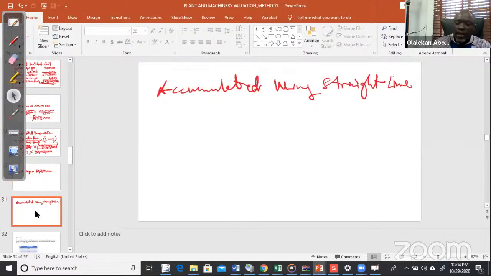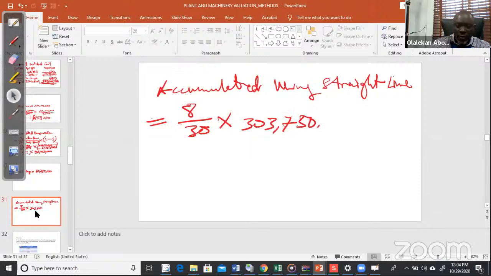Now we are to see accumulated depreciation using the straight line method. This one is simple. Just go straight to your accumulated depreciation. You can do it by different approaches, and you can easily say 8 years divided by 30 years multiplied by your depreciable sum as calculated before, which is what? Is it 303,500 or 303,750? 303,750 as calculated before.